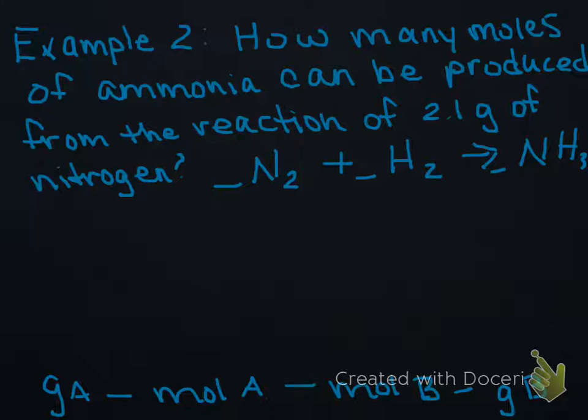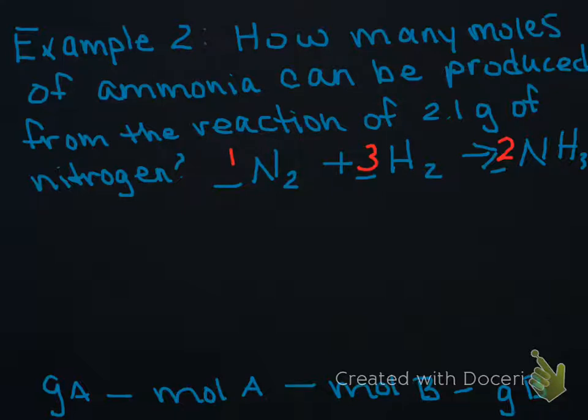The second example: how many moles of ammonia can be produced from the reaction of 2.1 grams of nitrogen? All right. Again, the first thing we need to do is balance this chemical equation. Hopefully you're a pro at this by now. Let's see, I'm going to put a 3 here, a 2 here, and that leaves me with a 1 there.